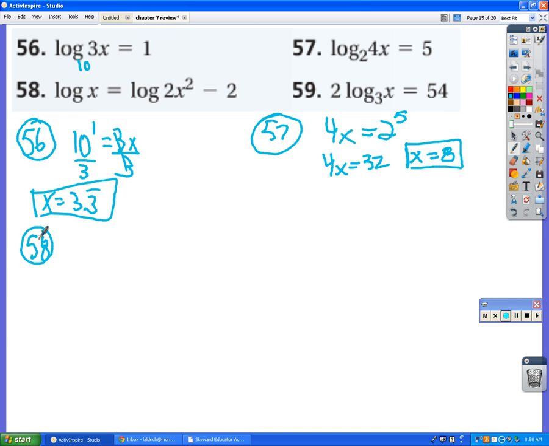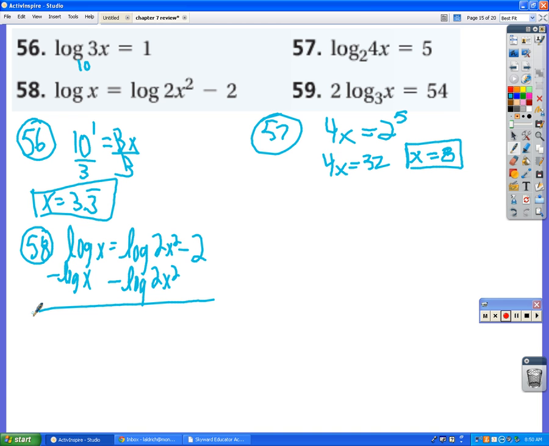I am going to end up dividing them. Yes, that's absolutely correct. So I'm going to take log x equals log 2x squared minus 2. And I'm going to subtract log 2x squared from both sides. Okay, solving for x. And that might seem wacky, but that's what you always do when you're solving equations. If you have an x on both sides, you subtract these x's to get them over there, right?